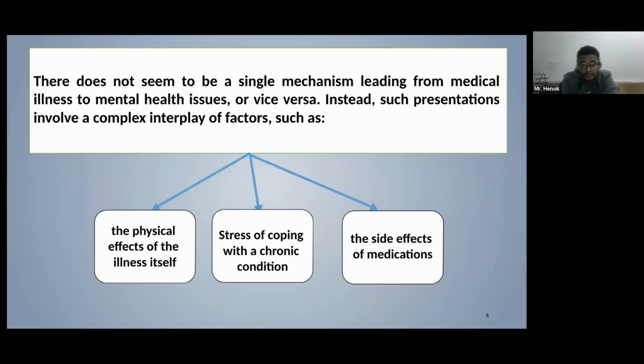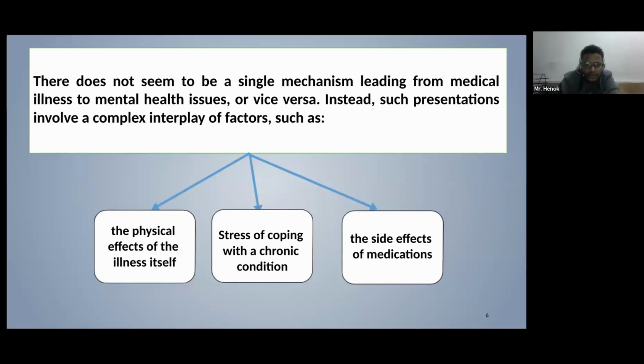So there is no single mechanism that explains why psychiatric conditions occur in patients with medical conditions. Instead, such presentations involve a complex interplay of factors. The first could be the physical effect of the illness itself. It could be the stress of coping with a chronic condition. It could be the side effect of medication. So I'll try to elaborate each point here.